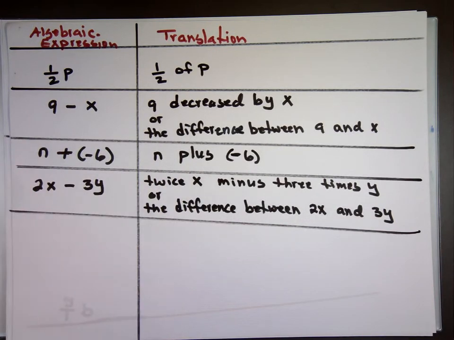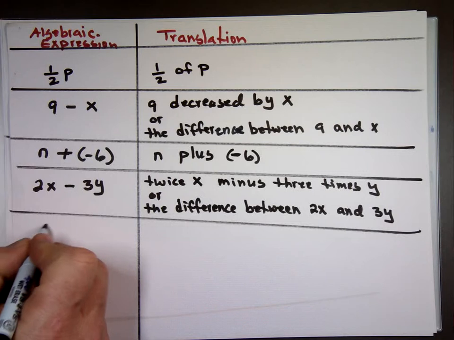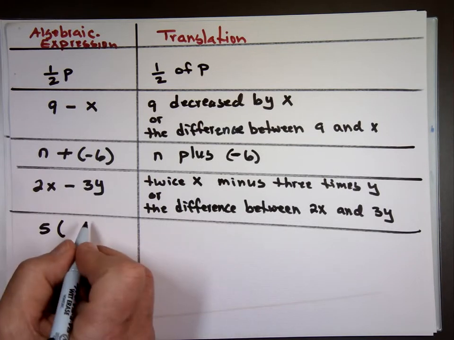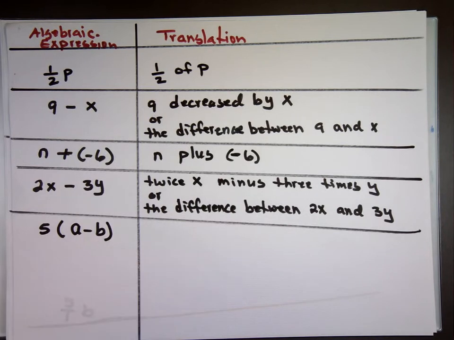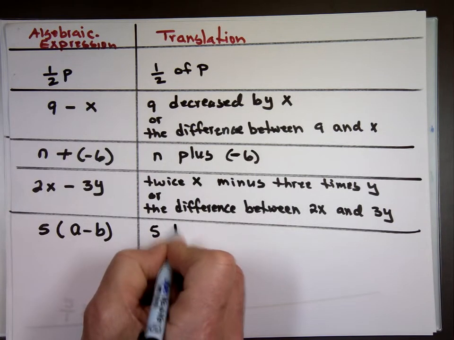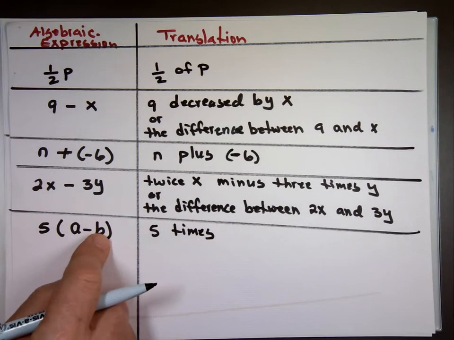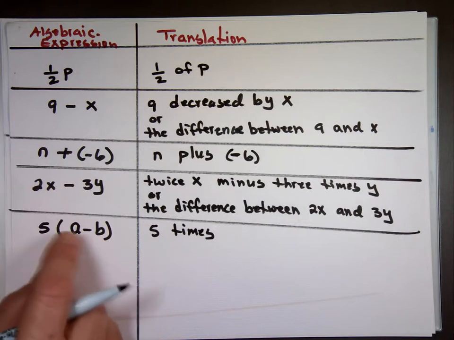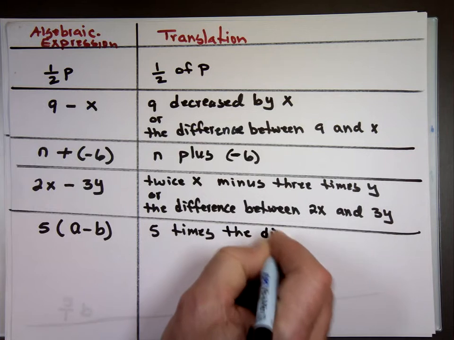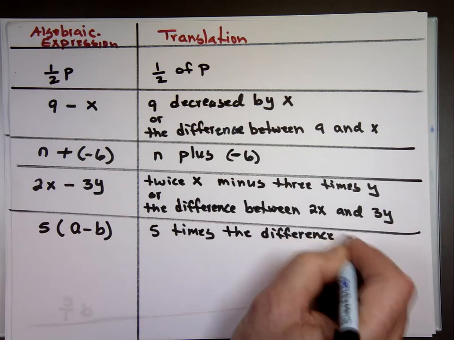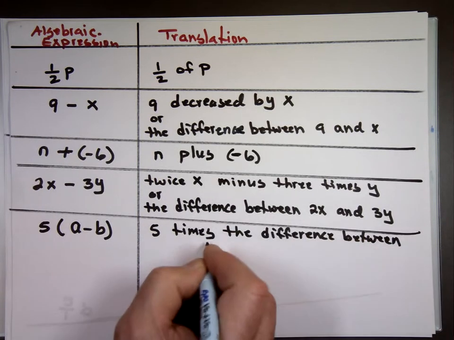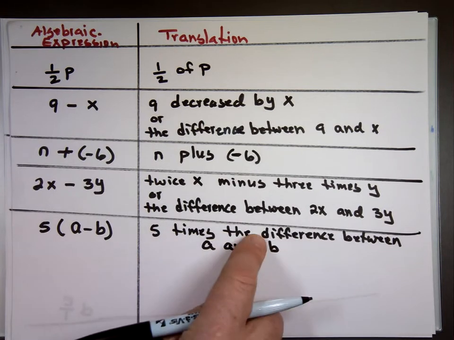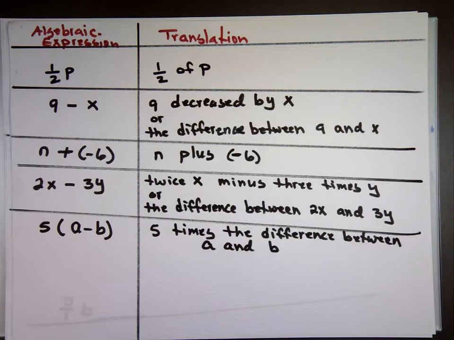Maybe I can grab another one, steal another one from the book here and see what we're going to put there. Five times, let's make something up, a minus b. I can say 5 times, that's a multiplication, times what? What do we have here? Subtraction, right? 5 times what? The difference between a and b. 5 times the difference. This is the difference between a and b. a minus b. And 5 times that.